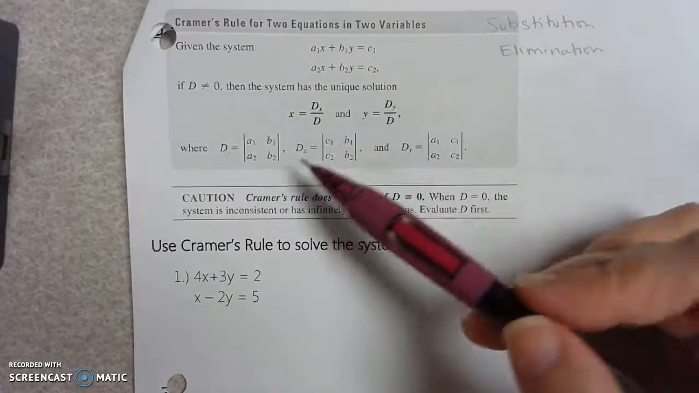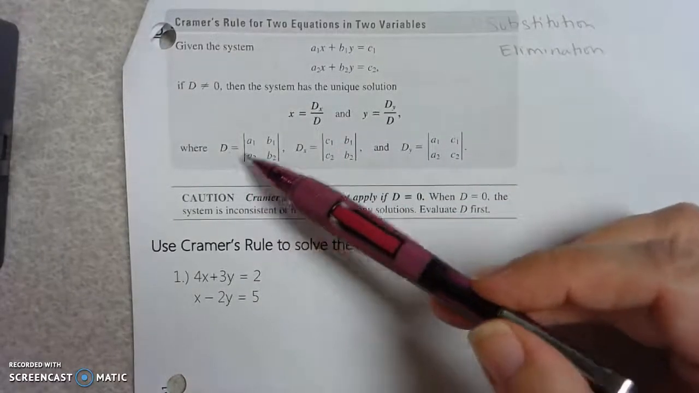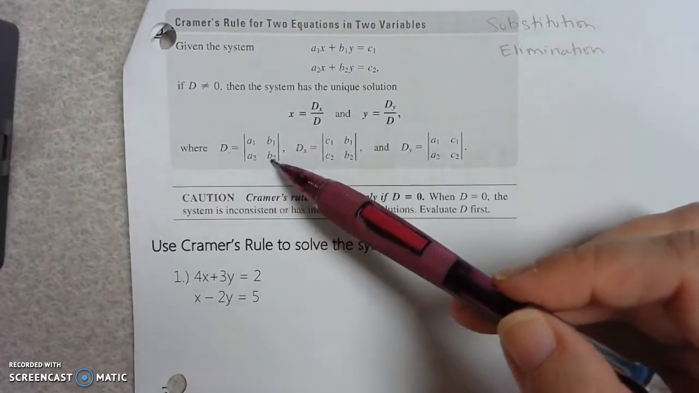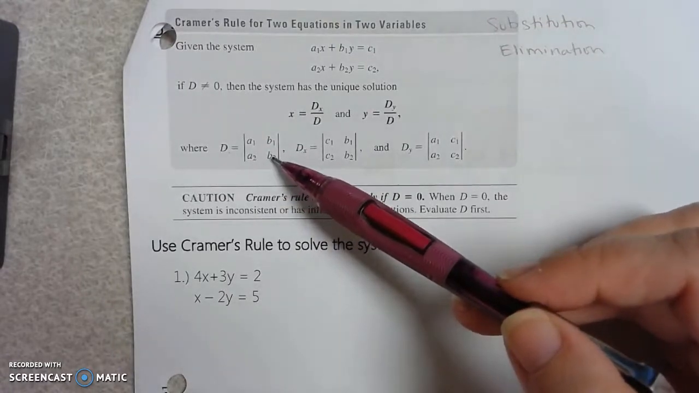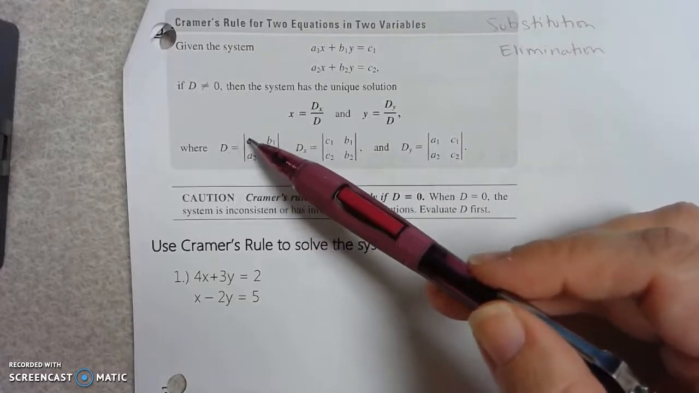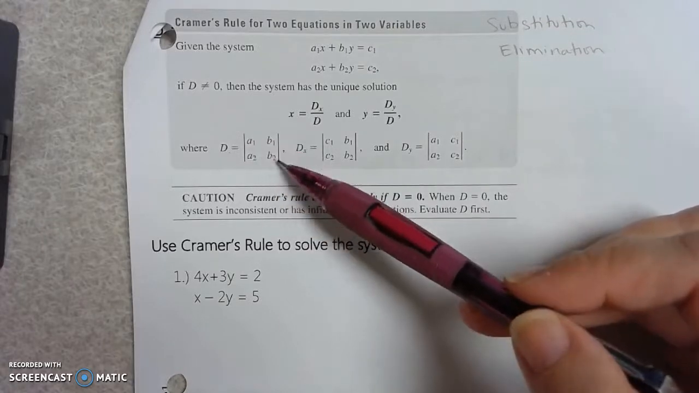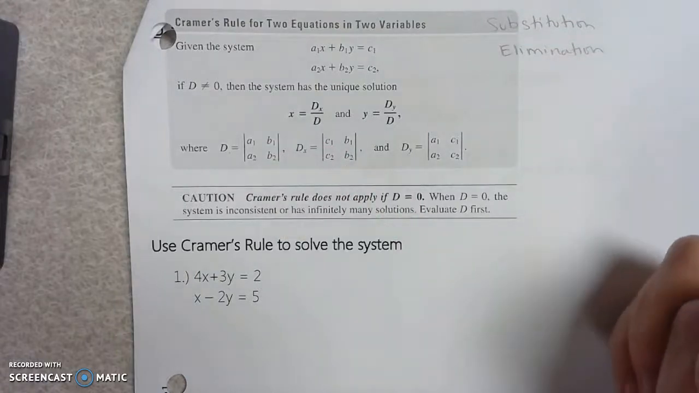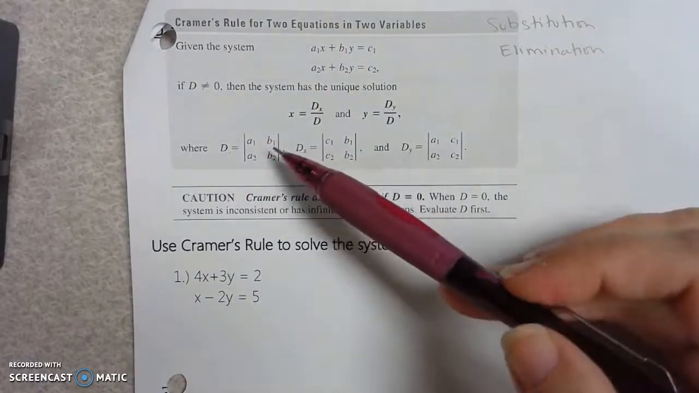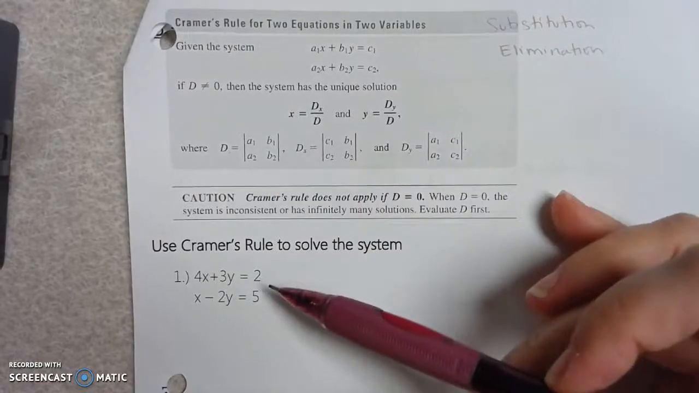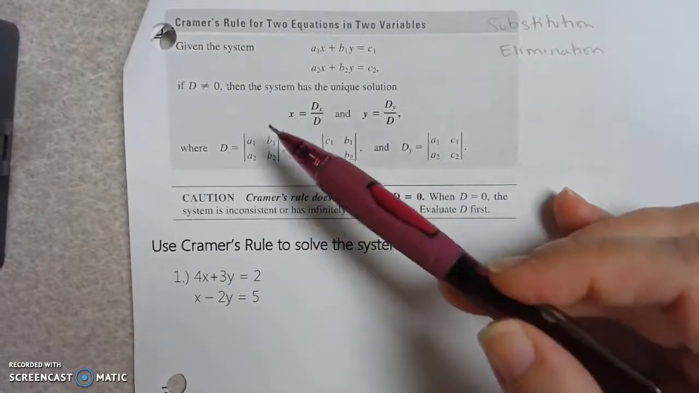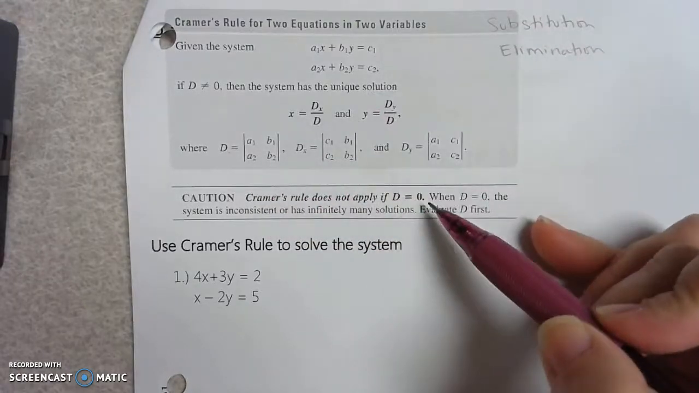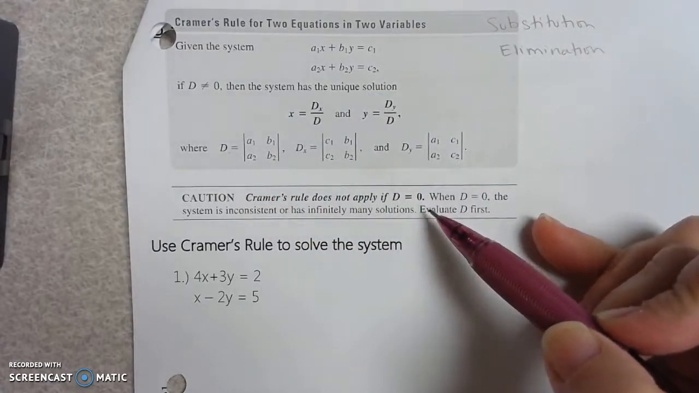To find d, we're going to use a1, b1, a2, b2, and then find the determinant by multiplying diagonally: a1 times b2 minus b1 times a2, just like when we were finding the determinant of a 2 by 2 matrix. So let's look at the first example here and determine what a1, b1, a2, and b2 are, and make sure that our d does not equal 0, so that we'll know if we need to proceed any further or not.